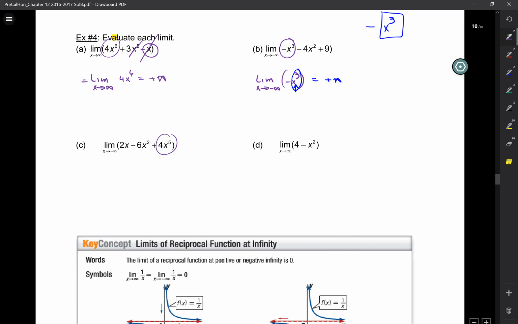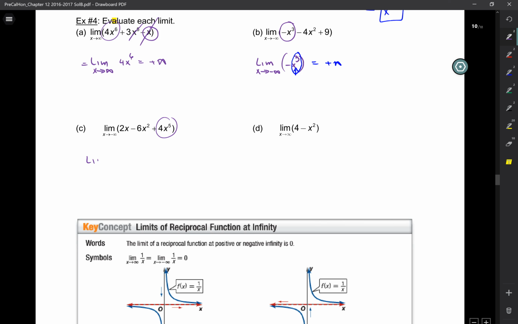So for this one, we're going to take 4x to the 5. This is the limit as x approaches negative infinity of 4x to the 5. Now, a negative number to the power of 5 is a negative number, so this is negative infinity. Here, we're taking negative x squared. Anything squared is positive, but there is a negative in front, so it's negative infinity.